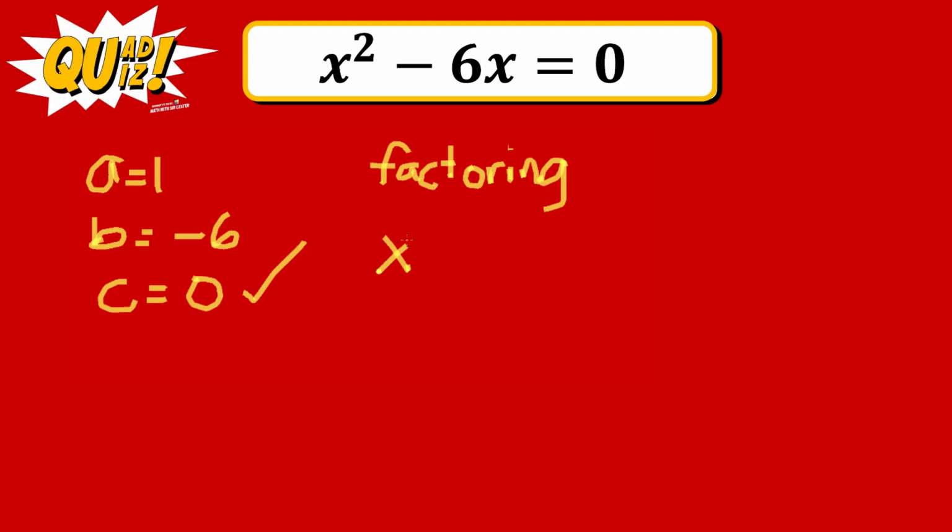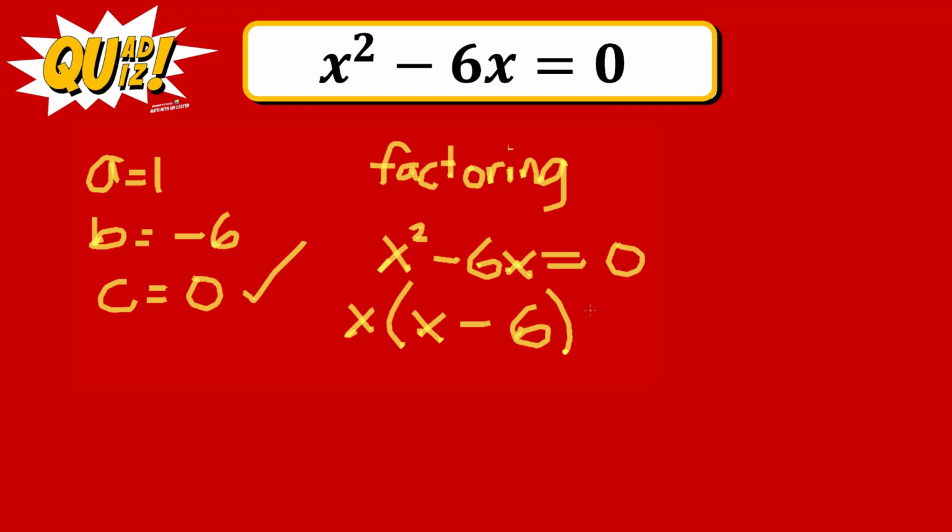Let's have this equation again. X squared minus 6x is equal to 0. Okay, so we are going to take the common factor here, which is x. So when you take out x, the first term will be left with x, and the second term is just minus 6 equal to 0. So the factors of x squared minus 6x is x and the binomial x minus 6.